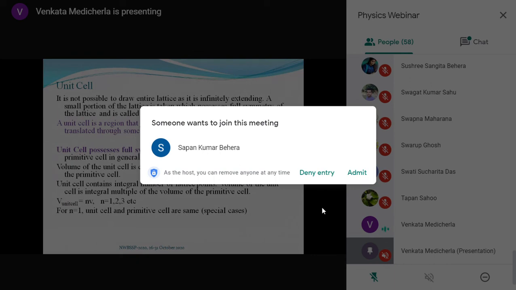But this will not give you much feeling. That's only because I have given you the textbook definition. Actually, you have to remember the unit cell like this: the unit cell possesses the full symmetry of the lattice, whereas the primitive cell in general does not possess the symmetry. There are very rare special cases where the primitive cell and unit cell are the same, for example, simple cubic. There the primitive cell and unit cell are the same.